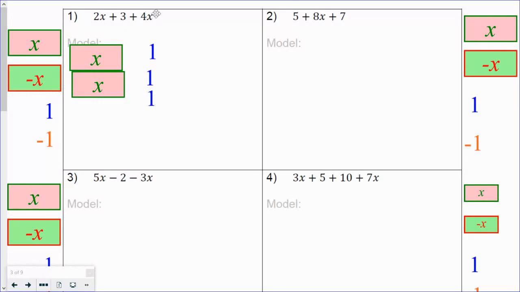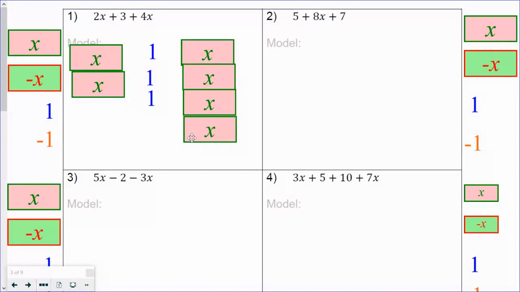And next, we look at our next term, and we have a 4x. So I'm going to go ahead and put 4 of these x's over. Now, I don't have anything that is a negative, therefore I have no zero pairs. I have nothing to cancel out my positives here. So if I add these all up, how many x's do I have? 1, 2, 3, 4, 5, 6. That's how I know this is a 6x. We have 1, 2, 3 that we are adding.